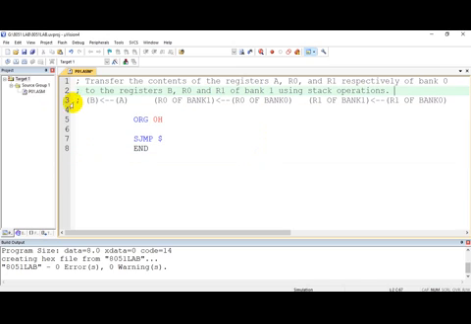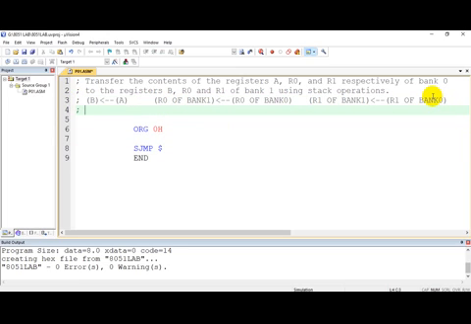So what you should basically do is contents of accumulator should be copied to register B, and contents of register R0 of bank 0 should be copied to register R0 of bank 1. Okay, so both are different. Then register R1 of bank 0 should be copied to register R1 of bank 1. So for this, first of all you have to be aware of the addresses.